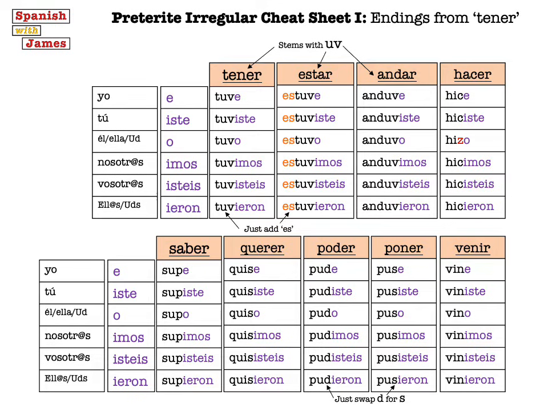And then we've got the verb venir, to come, which goes to vine, viniste, vino, vinimos, vinisteis, vinieron. So again, if we take the ir off and we change that e for an i, the same as we change the a for an i in hacer, we get to our irregular stem. And then we just add the irregular endings which we've stolen from the verb tener.